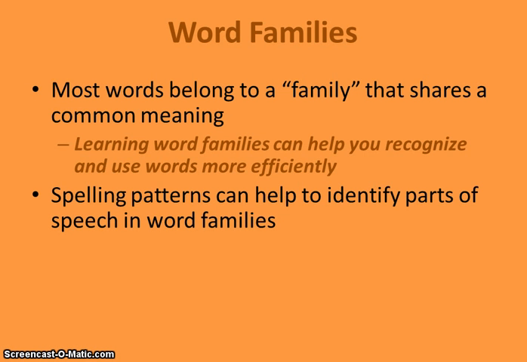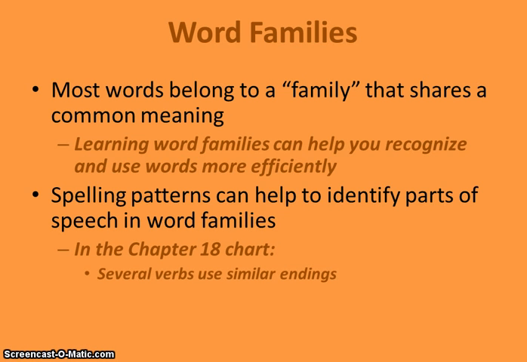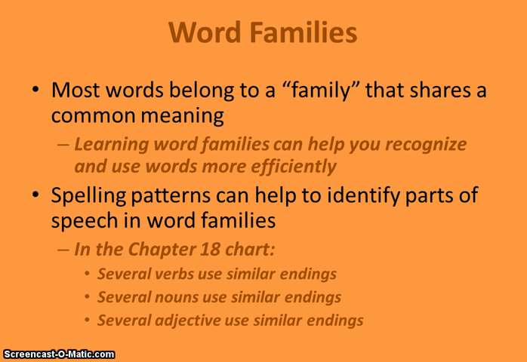One of those tips would be in spelling patterns. The way that a word is spelled can help to identify parts of speech in word families. Remember, I said the root of these words will be similar, but the endings might be a little bit different. So that's going to help you determine whether it's a verb, a noun, an adjective, or an adverb. So in the chart in chapter 18 on page 172, we can see that several verbs use similar endings, several nouns use similar endings, and several adjectives use similar endings. As you'll see, most all adverbs end the same. So we'll see that.